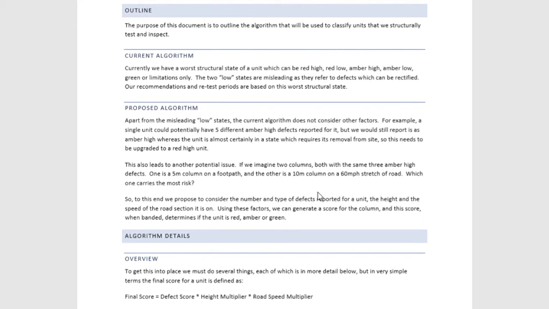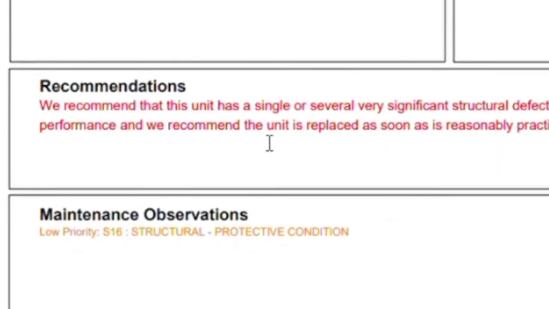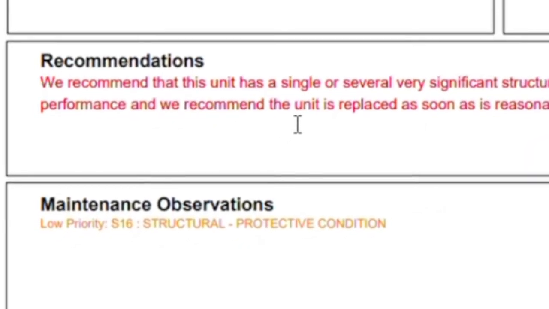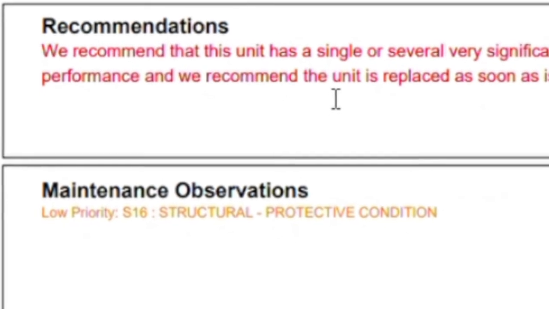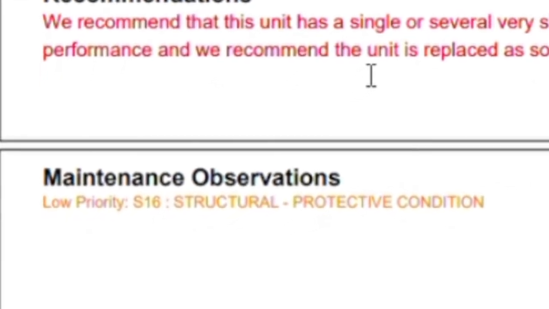Currently we have a worst structural state of which a unit can be red high, red low, amber high and amber low. You won't see these defects on our new database now, but for those that have used the older database, you would have seen these. We're now classing these as maintenance defects, as they do not affect the worst structural state.